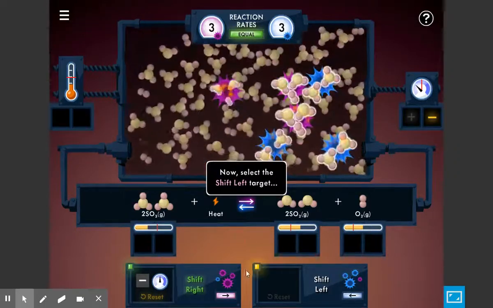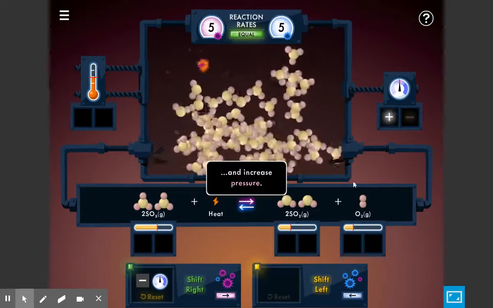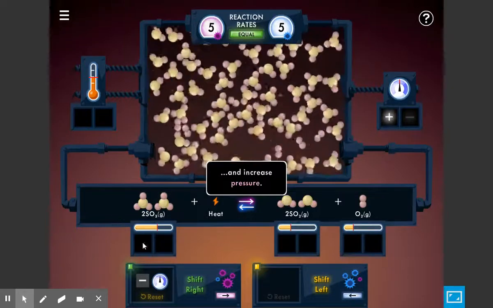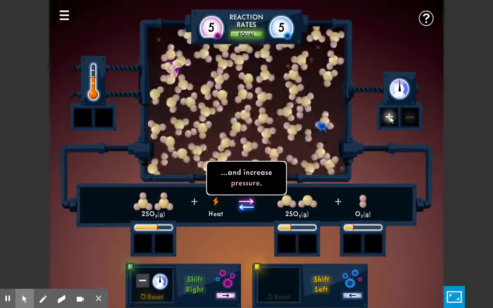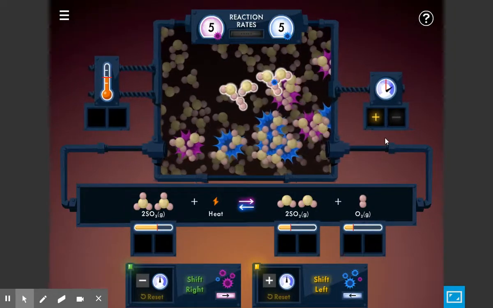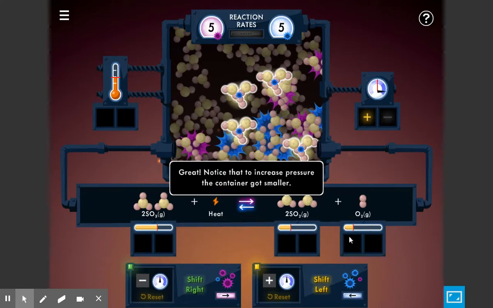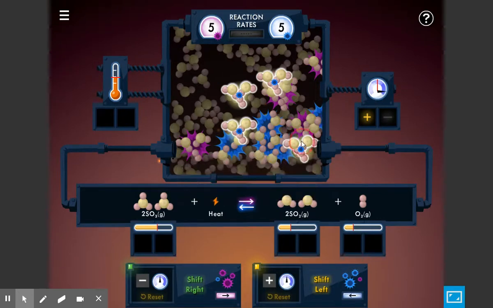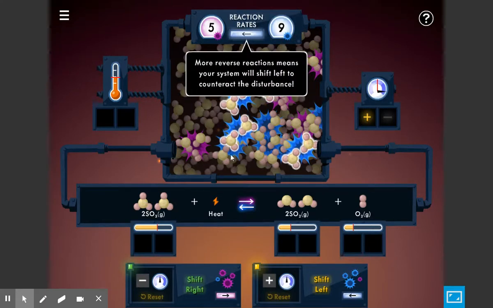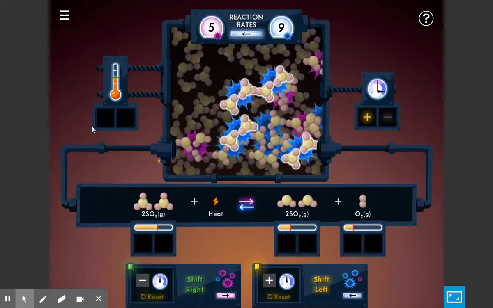If we were to shift to the left, on the right side of our equation is 3 moles, on the left side is 2 moles. Shifting to the left requires us to increase pressure, which decreases volume. By decreasing volume, I have more successful collisions with my product side, which means the reverse reaction increases in rate. If that increases in rate, we'll shift to the left to make more reactants, and you'll see an increase of SO3.